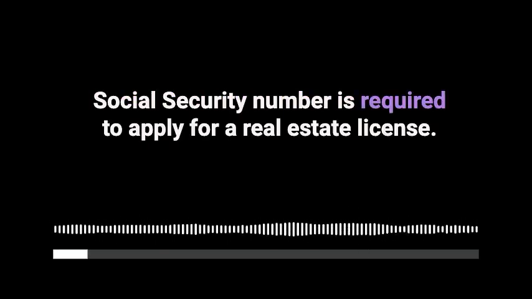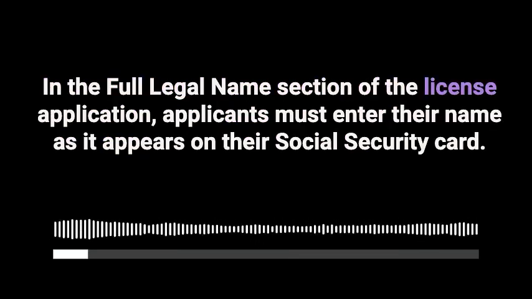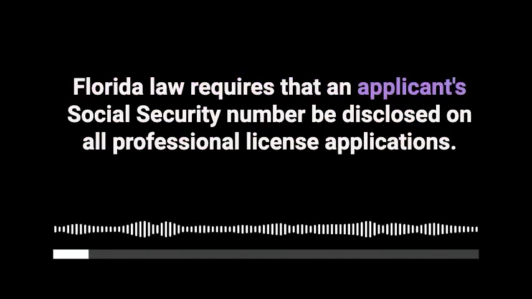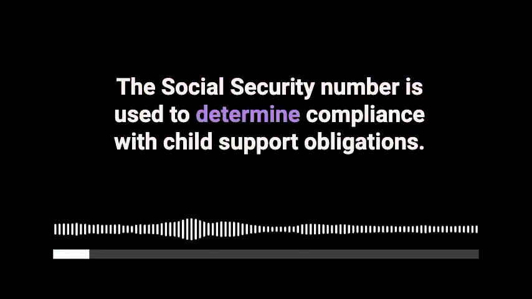License application. A U.S. Social Security Number is required to apply for a real estate license. In the full legal name section of the license application, applicants must enter their name as it appears on their Social Security card. Florida law requires that an applicant's Social Security Number be disclosed on all professional license applications. The Social Security Number is used to determine compliance with child support obligations.